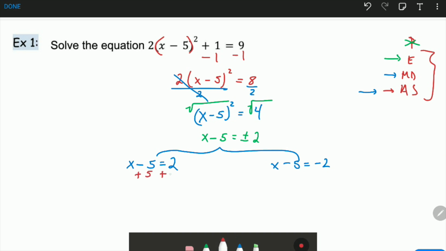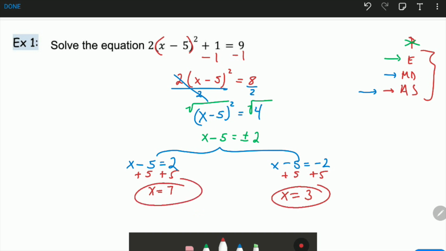adding 5 to both sides. We get x equals 7. And adding 5 to both sides, we get x equals 3. So our two answers are 7 and 3.